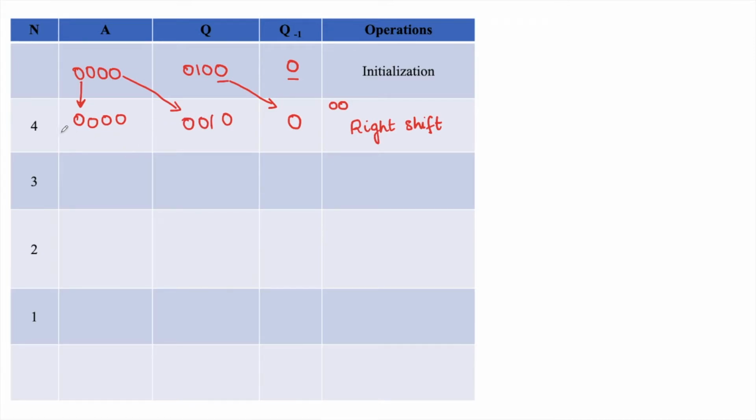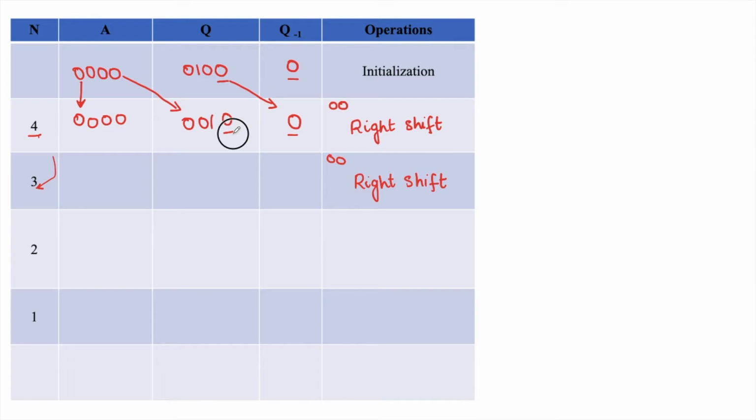Then what you have to do? Reduce n by 1. Now it becomes 3. Is it 0? No. Therefore, we have to continue the algorithm. Now again we have to check these 2 bits. Again it is only 0 and 0. Therefore, go for arithmetic right shift once again.